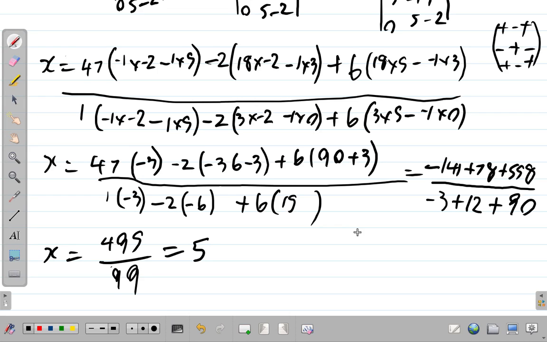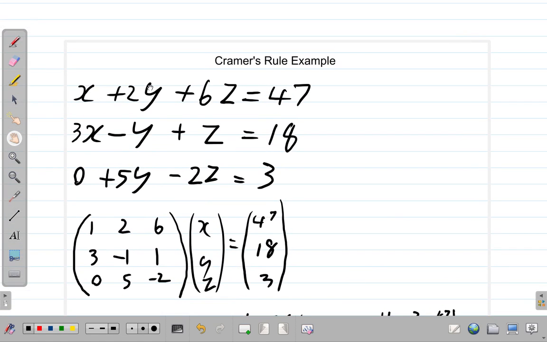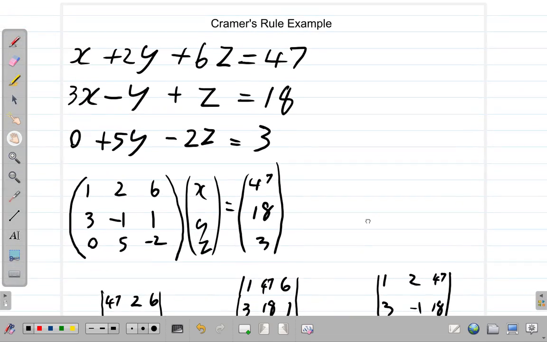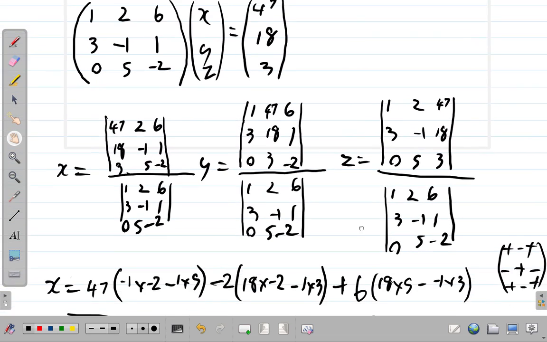Alright, so this is where we left off. What we were doing is to solve this set of three simultaneous equations in three unknowns. We started that in previous videos and we found that x was 5. Let's continue by finding out what y is.